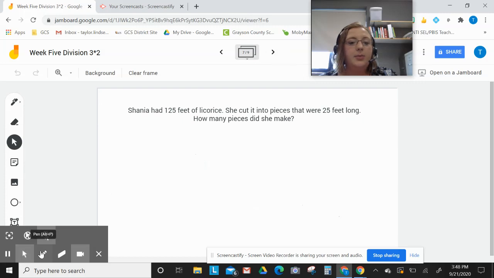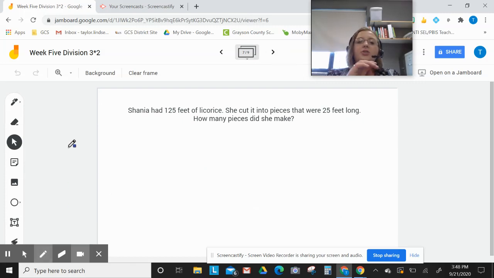So we have an example. Shania has 125 feet of licorice. She cut it into pieces that were 25 feet long. How many pieces did she make? So let's set up our problem.